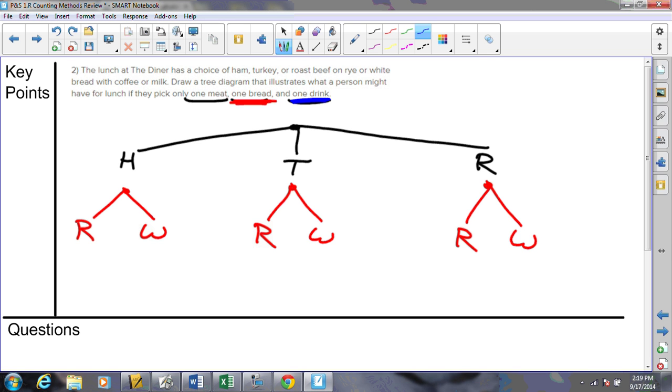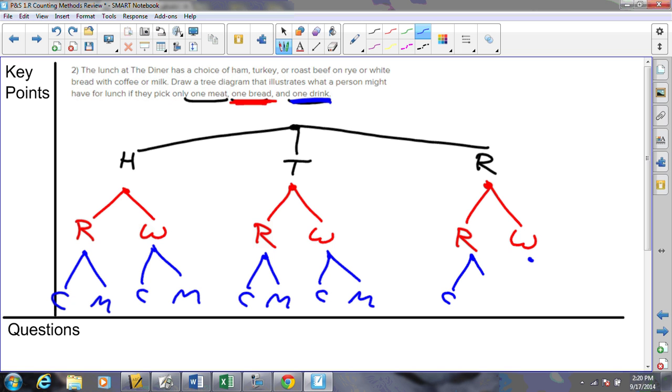But we still have a third choice of what to drink. So with every last one of these pieces, we will need to branch off for a third level, a third color. Well, for that one, you could choose coffee or milk. We have the same choice. No matter what sandwich you pick, you still have the same choice of coffee or milk. And now we're done. The whole thing branched off. The black represents our choice for what could happen with the meat. Every single one of the meats branches off with the bread, because you still have to choose both. And after picking the meat and bread, you still have the same choice of coffee or milk going over the whole piece.